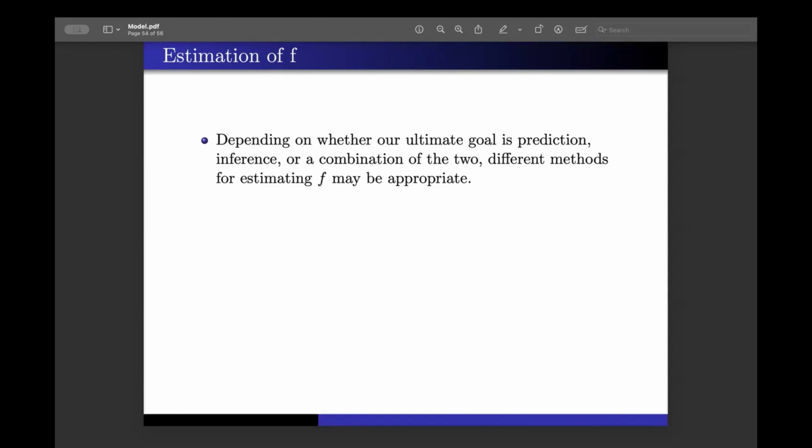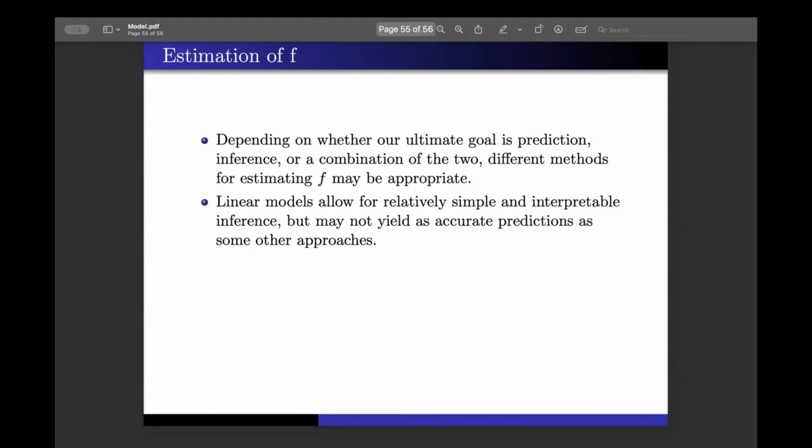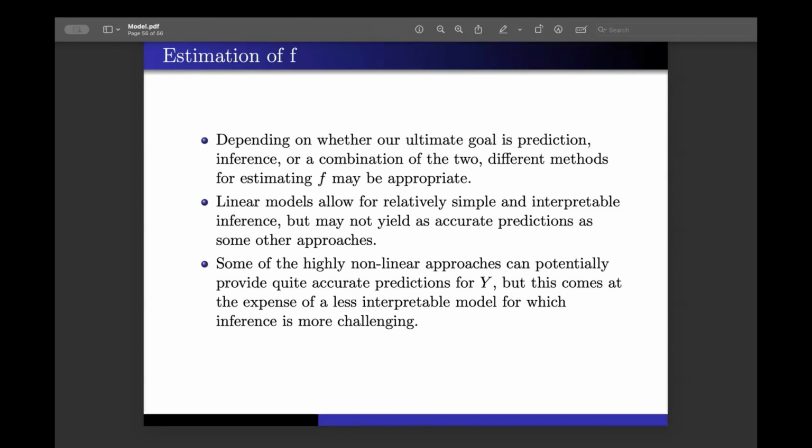Depending on whether our ultimate goal is prediction or inference or a combination of the two, we have different methods for estimating F. There are linear models, there are nonlinear models. Linear models allow for relatively simple and interpretable inference, but may not yield as accurate predictions as some other approaches. Whereas nonlinear models provide quite accurate predictions for Y, but this comes at the expense of a less interpretable model for which inference is more challenging. So, based on whether our question is prediction or inference, we then decide to create a linear model or a nonlinear model.